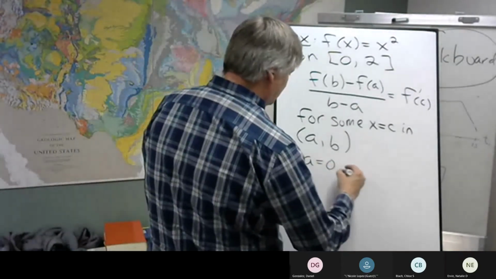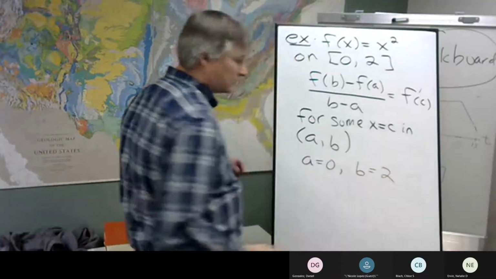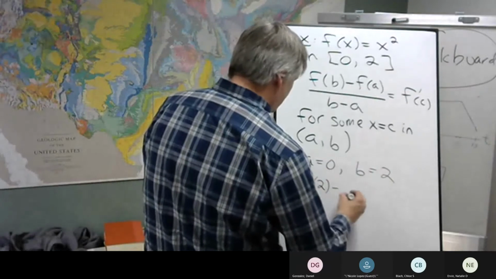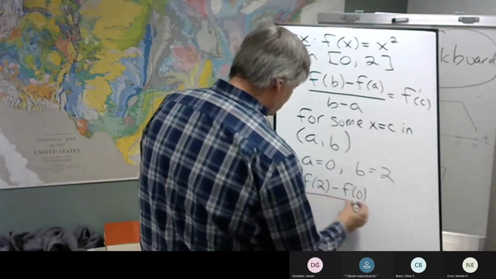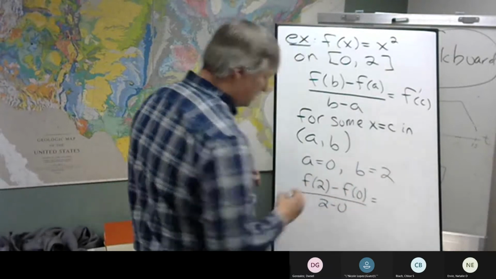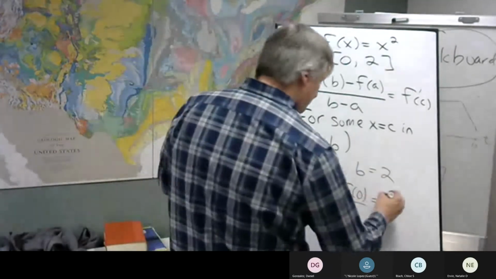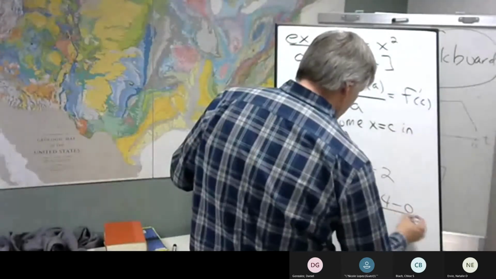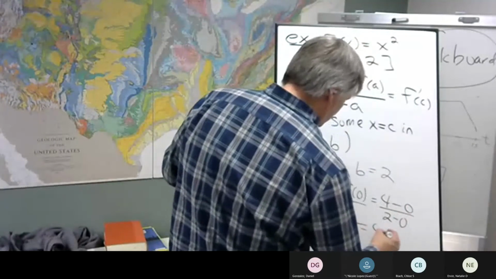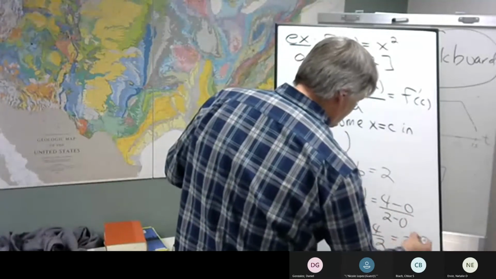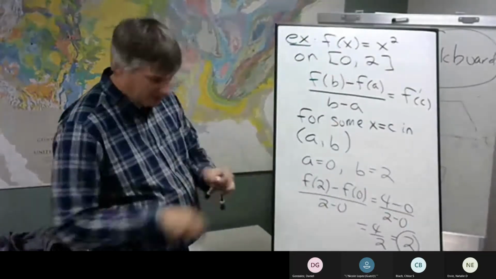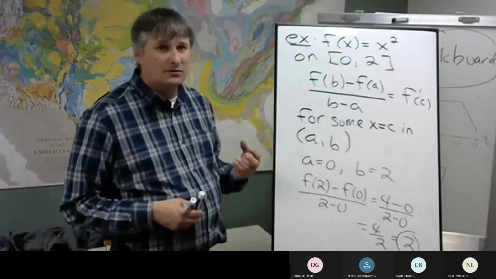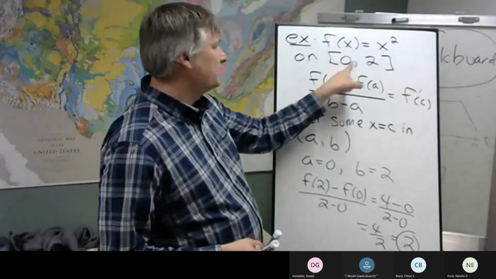For us, a will be 0, and b is going to be 2. So we have f of 2 minus f of 0 over 2 minus 0. Well, f of 2 is 2 squared, or 4. f of 0 is 0 squared, or 0. And we have 2 minus 0, or 4 over 2, 2. So that's the slope of the line passing through points on this function at x equals 0 and x equals 2.